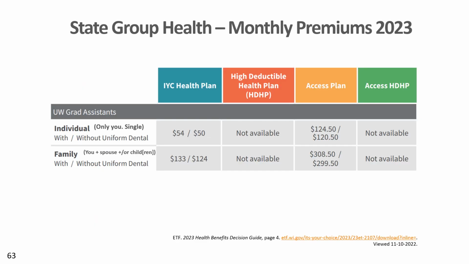On this slide, you see the premiums for the coming year's health insurance. There is a health plan column and an access plan column, and each has premium costs for you as an individual only, if you're signing up for single coverage just for yourself, or a row for family premiums, if you have a spouse or children whom you'll be covering under your plan. You'll also see both with and without uniform dental information.